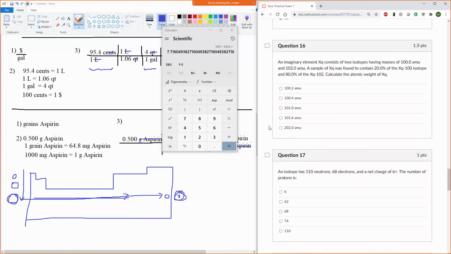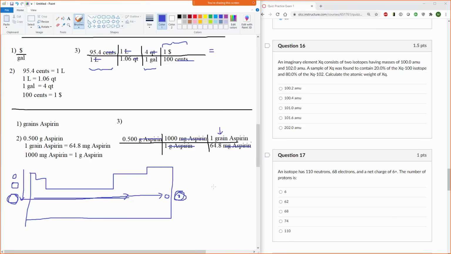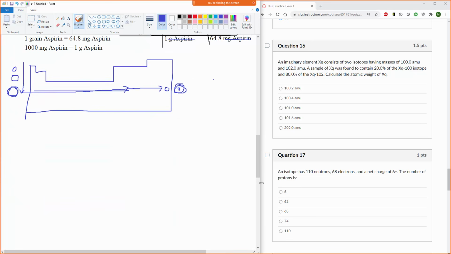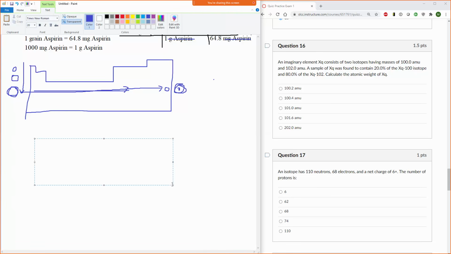Okay, imaginary element XQ consists of 2 isotopes having a mass of 100 and 102 atomic mass units. A sample of XQ is found to contain 20% of this isotope, the 100, and 80% of the 102 isotope, and we want to calculate the atomic weight. Oh, Nicole has got it. She's got that formula. Perfect.